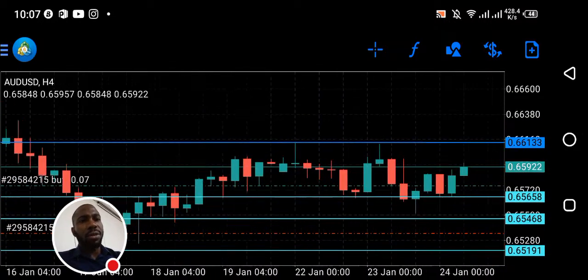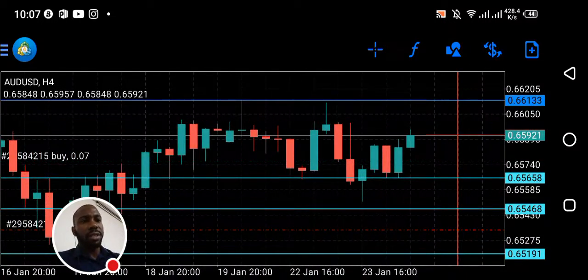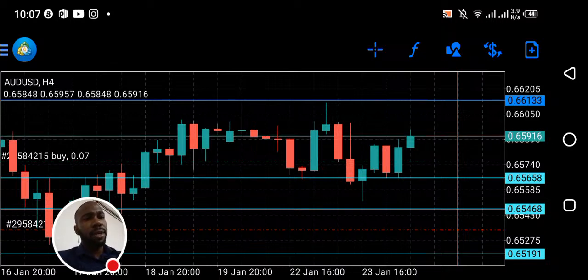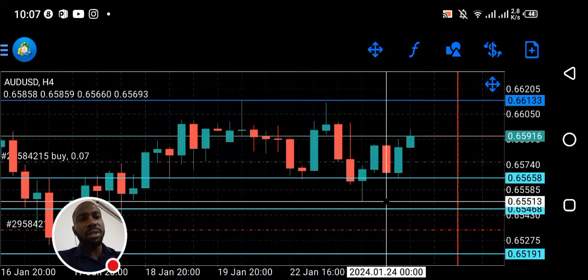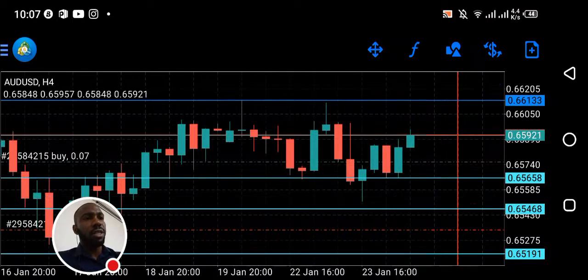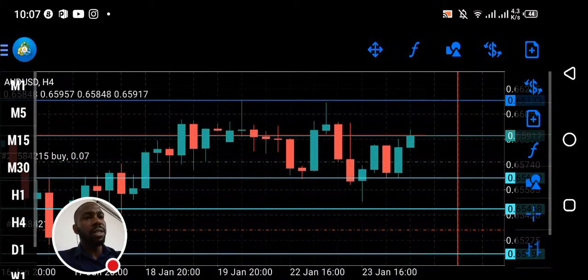So that's my take on Australian dollar USD. My bias is bullish. And if this low is cleared, then there's a high probability that price will keep dropping on Australian dollar USD. Let's move to the next pair, New Zealand USD.